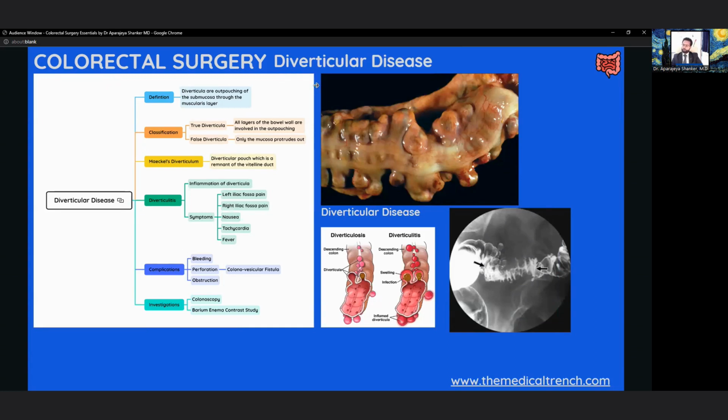Now, let's talk about diverticular disease, right? In diverticular disease, we essentially talk about 2 things. One is diverticulosis and the other is diverticulitis. Diverticulosis is just the presence of diverticula, and the presence of diverticula is mostly asymptomatic in most people. And a diverticulum is basically an outpouching essentially.